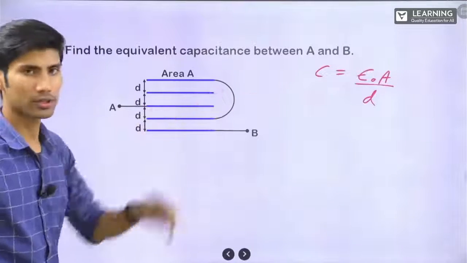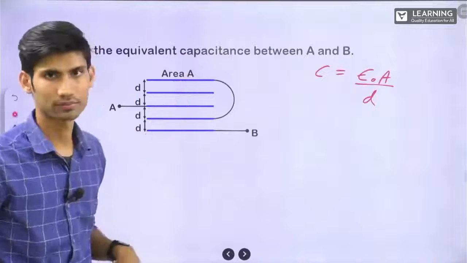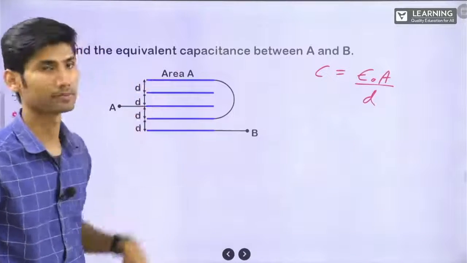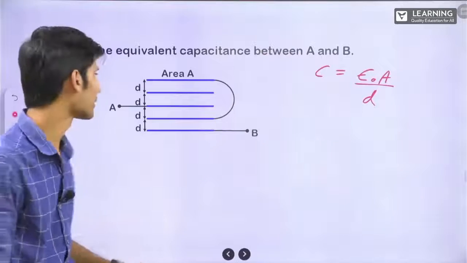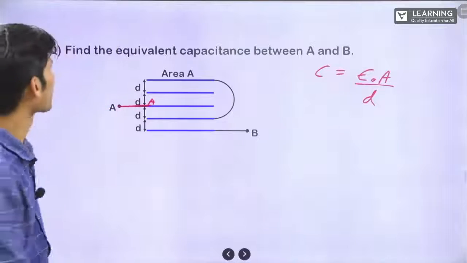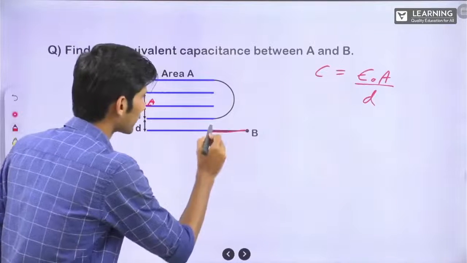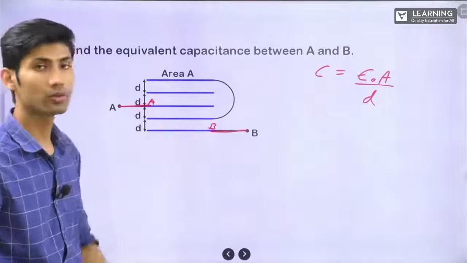right? So we got this as C. Here we have to answer in terms of A and D only, because these are given. For making our question easy, we have just written C is equal to epsilon naught A by D. Now this plate is at potential A. This plate is at potential B. That's all. Rest are new different points.